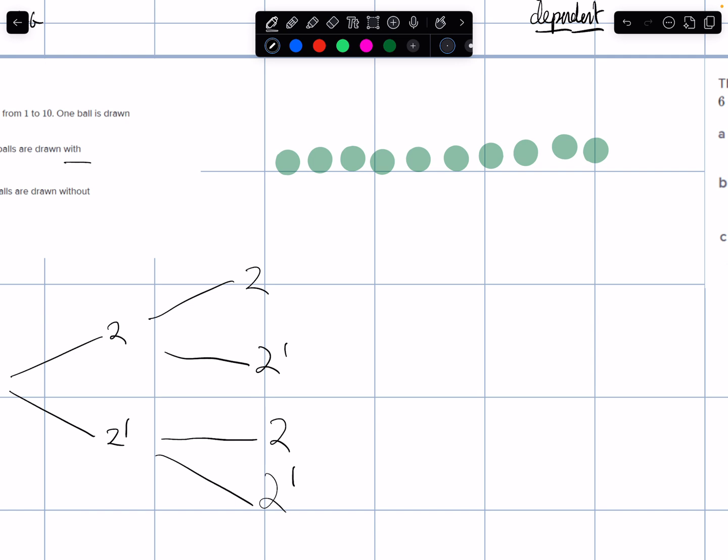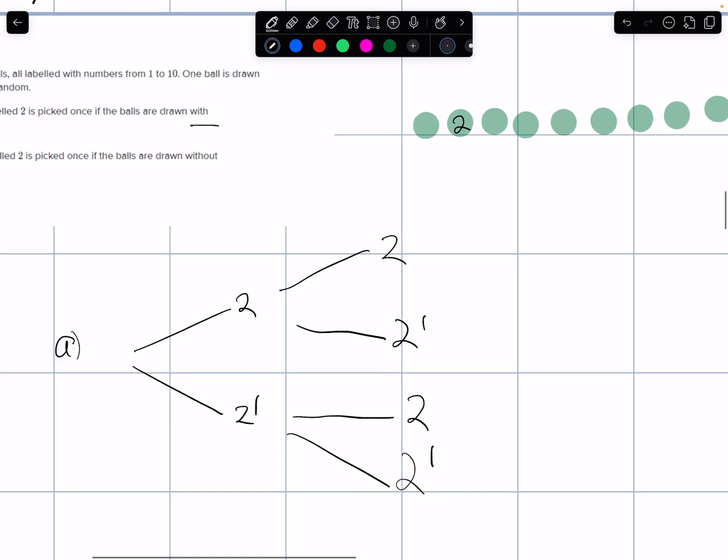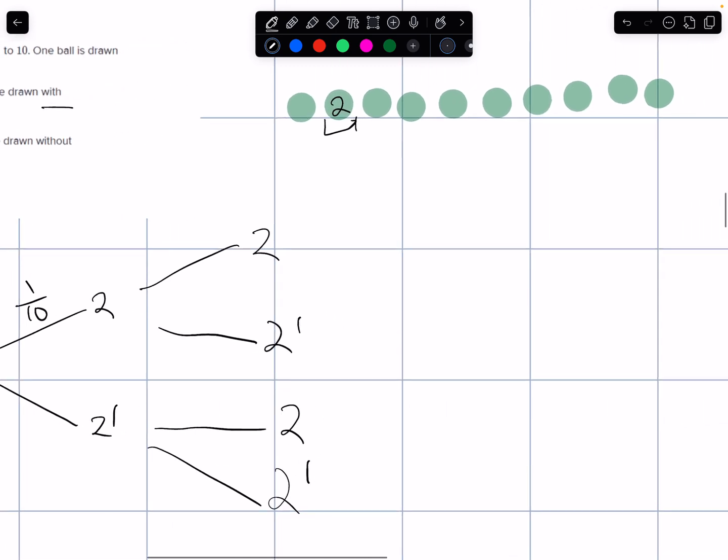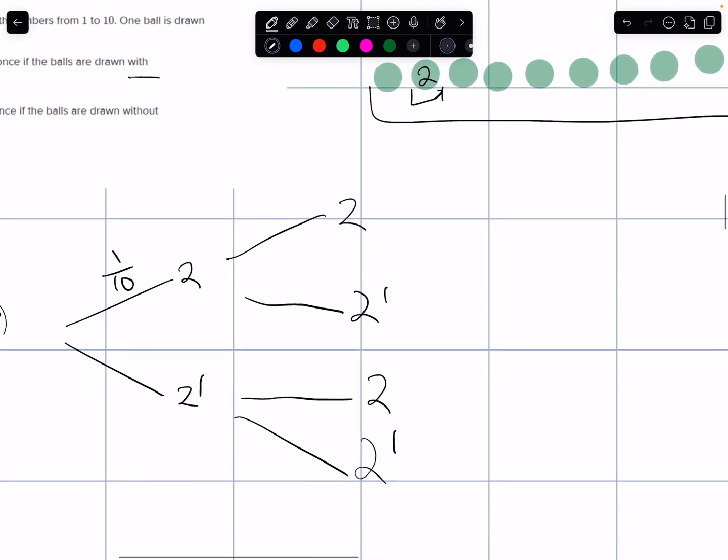Now, really, I'm only going to mark 2 here, okay? That's all we're going to care about. Now, picking a 2 is 1 out of 10. We have a 1 in 10 chance because we have 1 out of our entire group, 10.